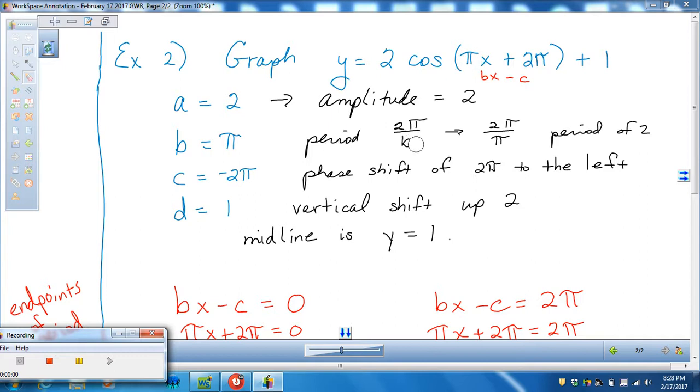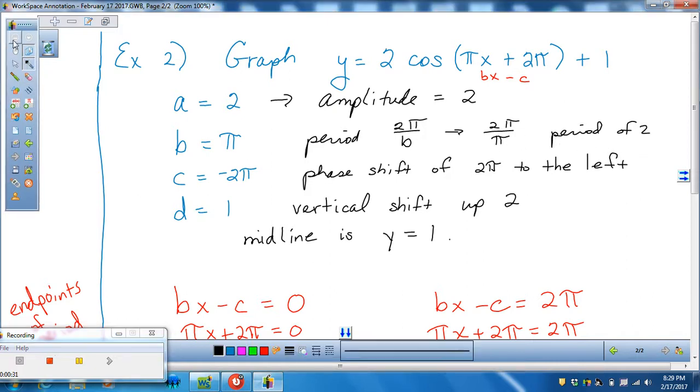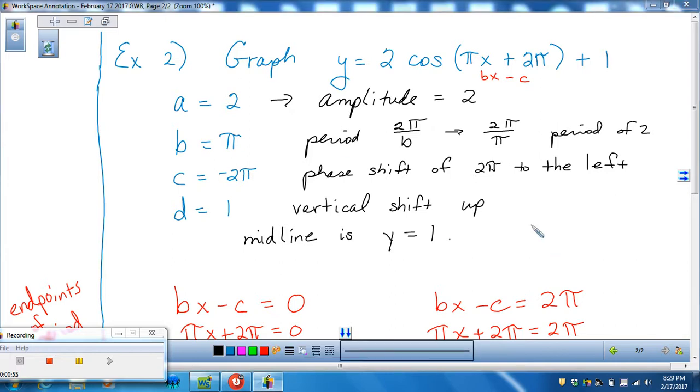So our period is 2 pi divided by b, which is 2 pi divided by pi, so we have a period of 2. Our c number is minus 2 pi, or negative 2 pi. Remember that it's always bx minus c, so we do the opposite of whatever the sign is. So that means we have a phase shift of 2 pi to the left, and d is equal to positive 1, so we have a vertical shift up 1. So our midline is at y equals 1.